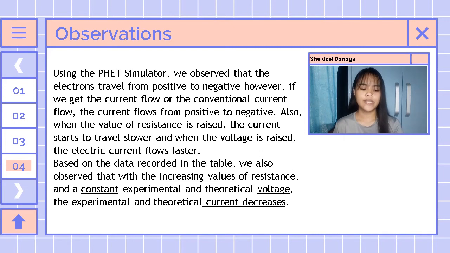Based on the data recorded in the table, we also observe that with the increasing values of resistance and a constant experimental and theoretical voltage, the experimental and theoretical current decreases.